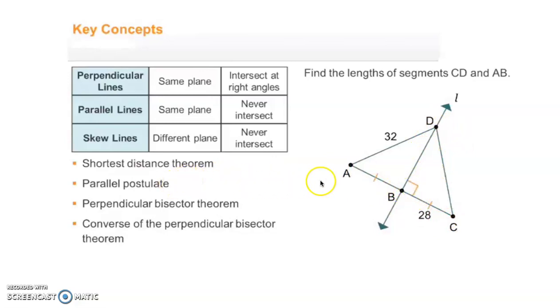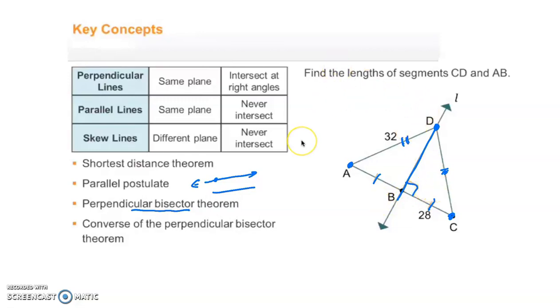The parallel postulate says if we have a line and another point, there's only one line that can go through that is parallel. The perpendicular bisector theorem says if we have a segment that is bisected perpendicularly, so if we have this and this, then any point on that perpendicular bisector is equidistant from the endpoints. And the converse says if we have two sides that are equivalent, that point is on the perpendicular bisector.